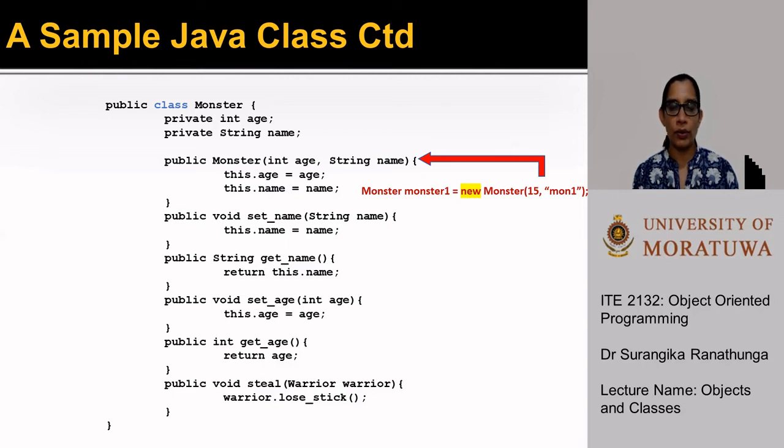Of course, if you want, rather than taking these parameters in, you can hard code the values, or you can give default values. For example, we can say this dot age equals 10, or this dot name equals monster 2. Then when you create the objects, you will not be passing these parameter values. Every monster will have the same age and the name. But remember, although these monster objects have the same values for the attributes, they are different objects.